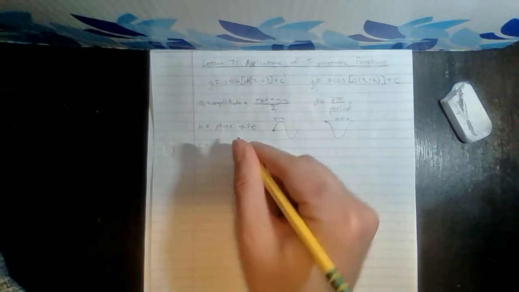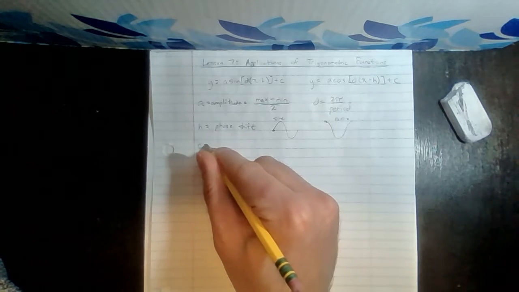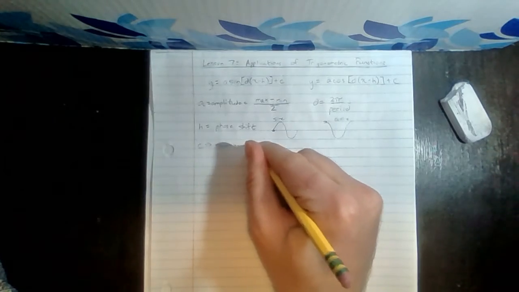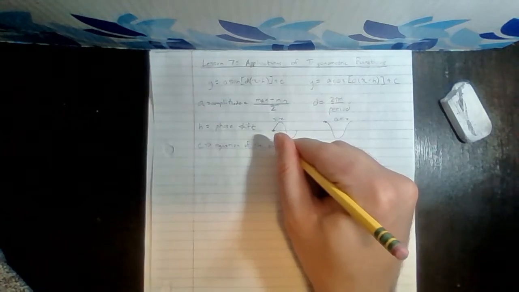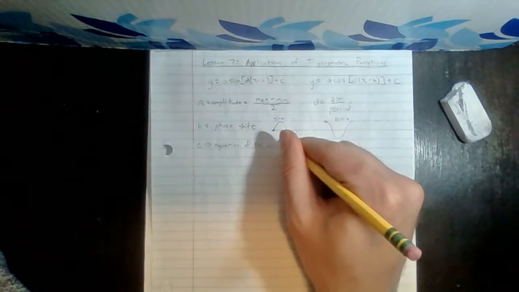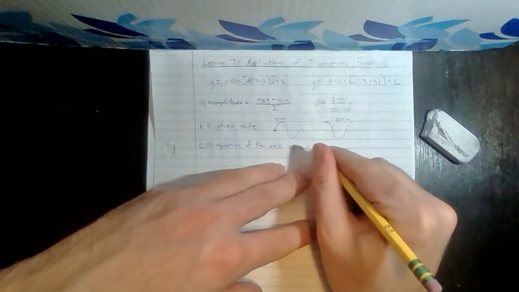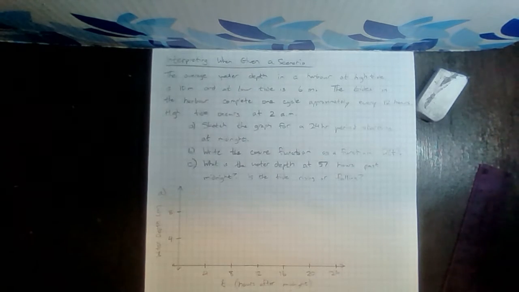And then our C, that is our equation of our axis. The equation of our axis is always y equals c, and we can find that by taking, this time, the max plus the min and dividing by 2. We're finding the average of our maximum and minimum values. So we'll look at an example here.